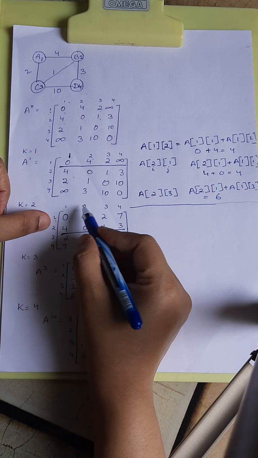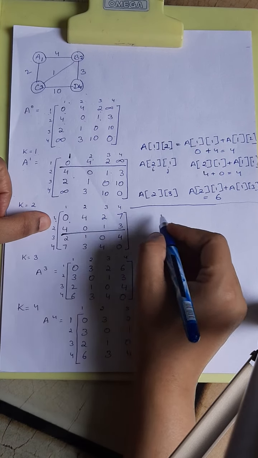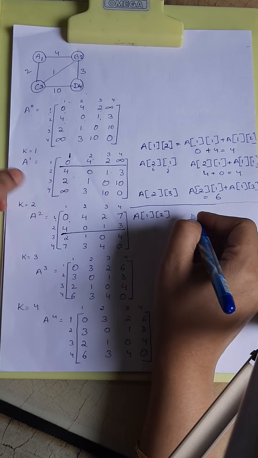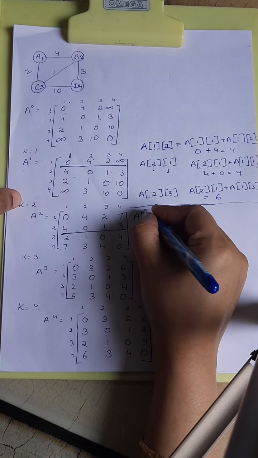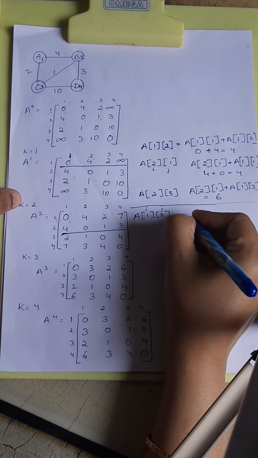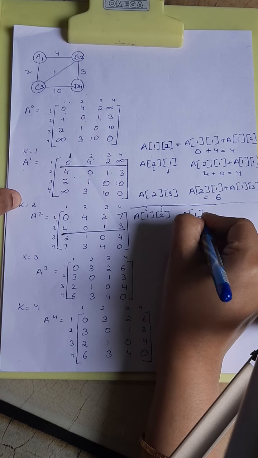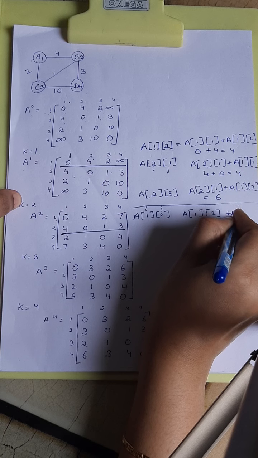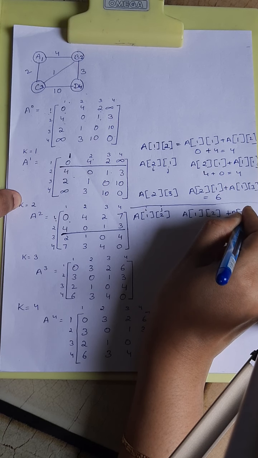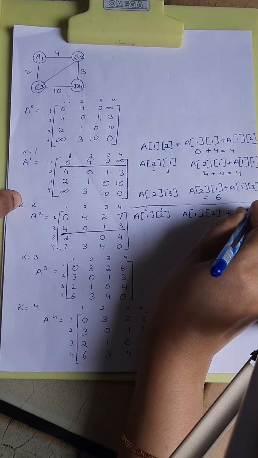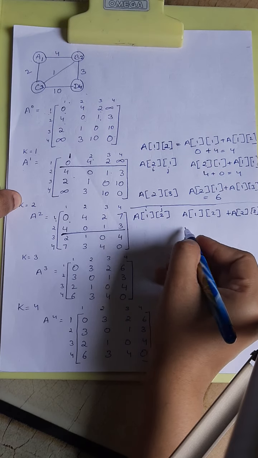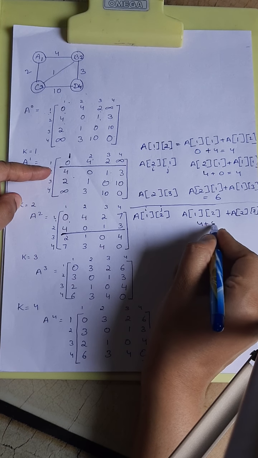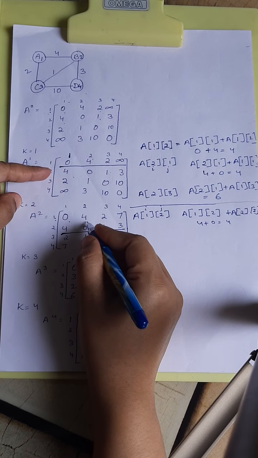Now see this value. From 1 to 2, if you want to reach a of 1 2, we will once compute via k. This is i, this is j. The k value is 2. So we have to compute a of i k plus a of k j, which means 2, 2. If you compute this, you will get a of 1 2 was 4 plus 0. You will get 4. So it is as it is. We will write it as it is.